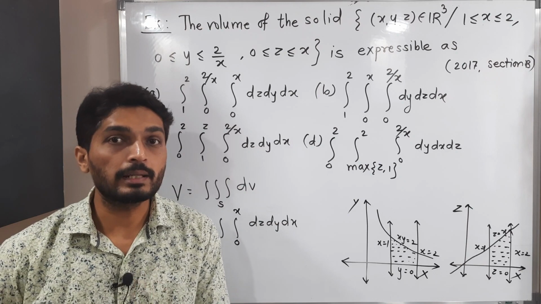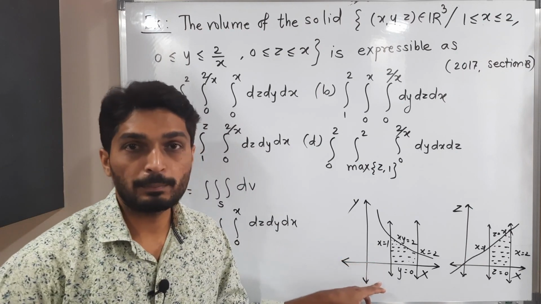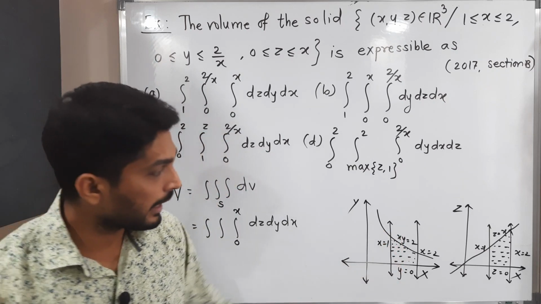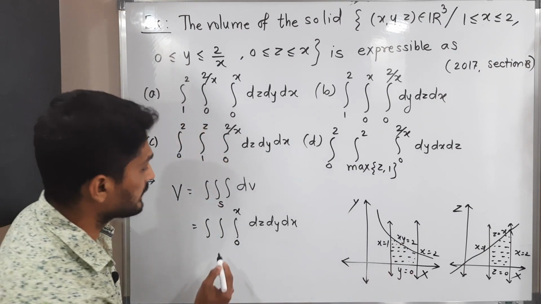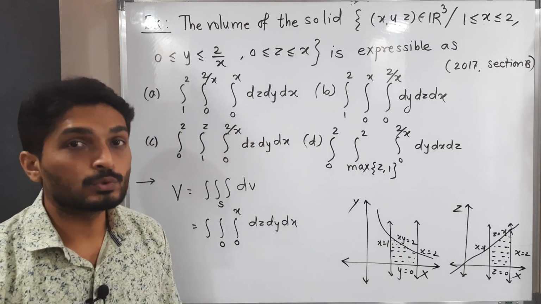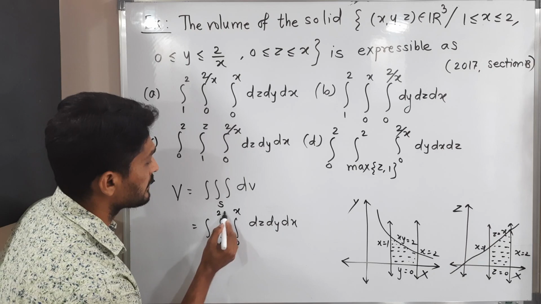After that we have to find limits of y. Limits of y, so I will go for this xy plane. If I draw a strip parallel to the y-axis, what will happen? The strip is bounded below by y equals 0 and bounded above by xy equals 2. So that's why y is equal to 2 by x here.